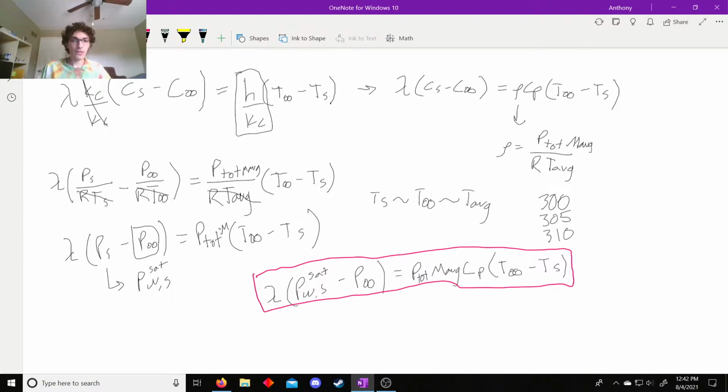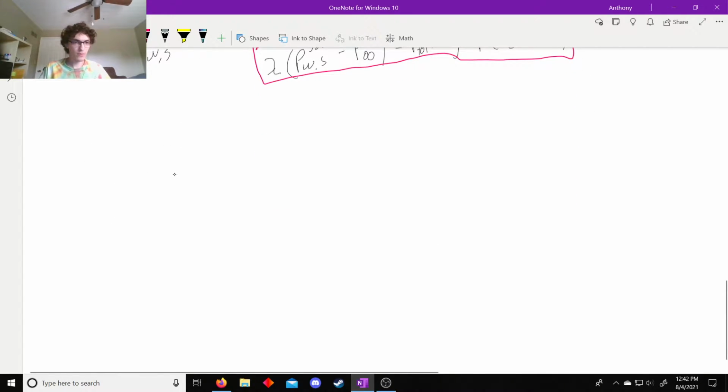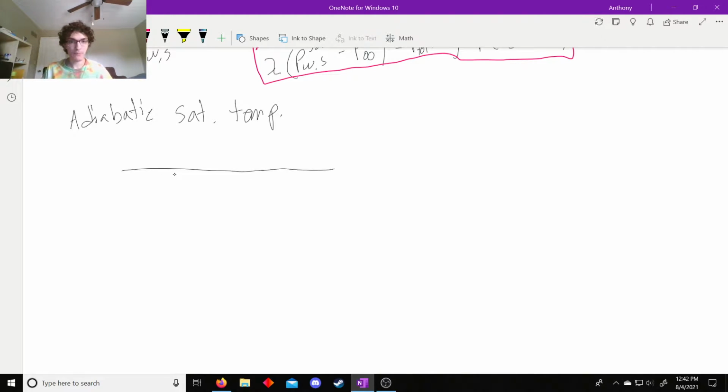Okay, and then from there we're actually going to move on to the adiabatic saturation temperature. So for the adiabatic saturation temperature, we're going to set up a scenario here where we have a long pipe, and we can assume that this is going to be an infinitely long pipe, and it's going to be insulated, hence the name adiabatic.